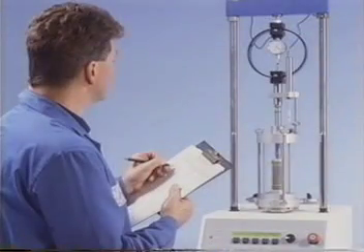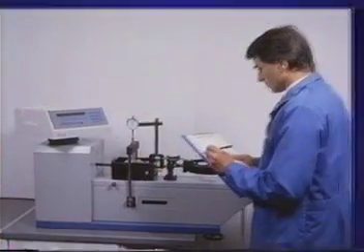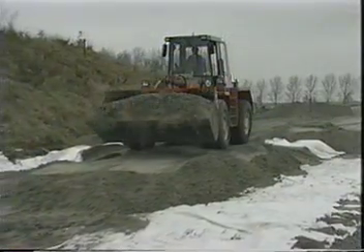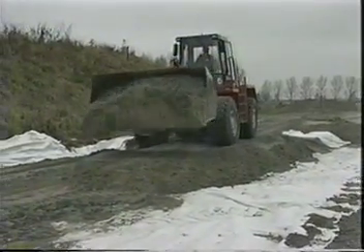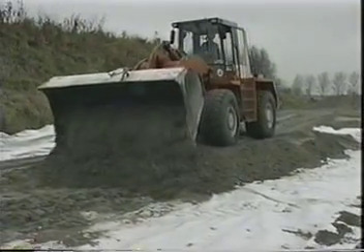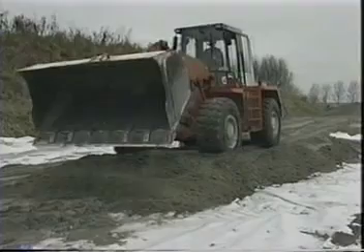Stage 2 is to reanalyze the long-term embankment geometry using the short-term undrained shear strength for the foundation soil. This time, the foundation soil is assumed to be in a weak, unconsolidated state and not strong enough to support the embankment. A sufficiently strong basal reinforcement is therefore used to raise short-term factors of safety to acceptable levels.